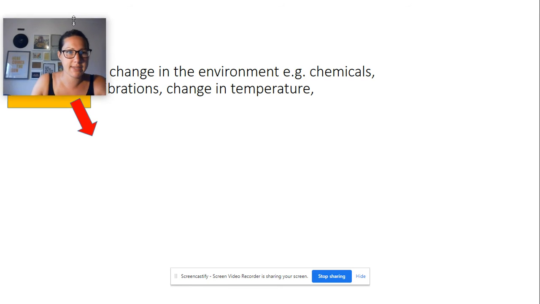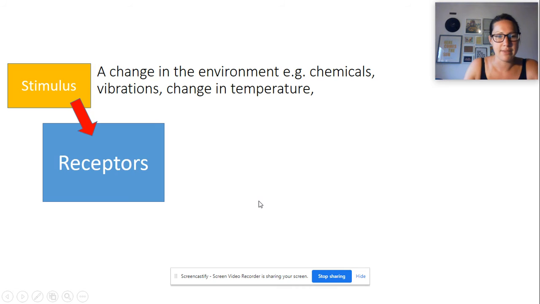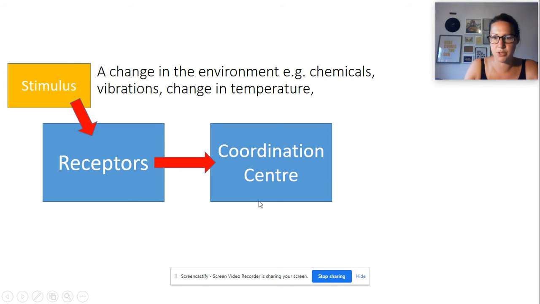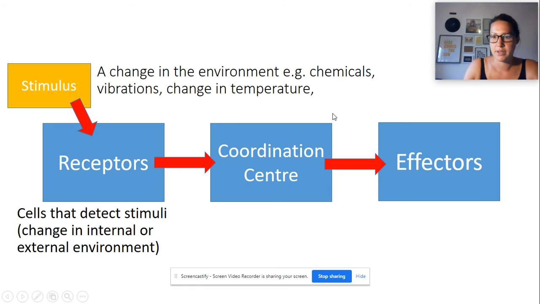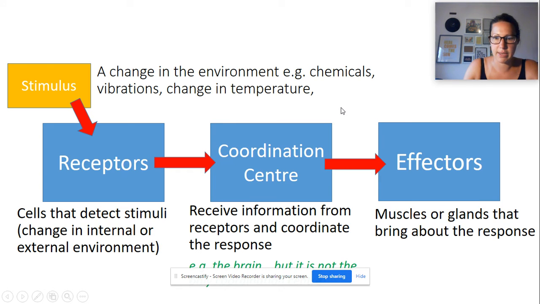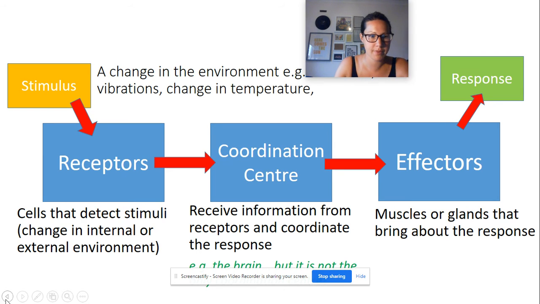So just to summarize then, and this is the bit that I'm wanting you to learn, we've got a stimulus, which is going to be a change in the environment, and there's some examples of the different stimuli that you might get there. The stimulus is picked up by receptors. The receptors send information to a coordination center, which sends information to effectors, and the effectors do the response by the body. So we've got our definitions down here.